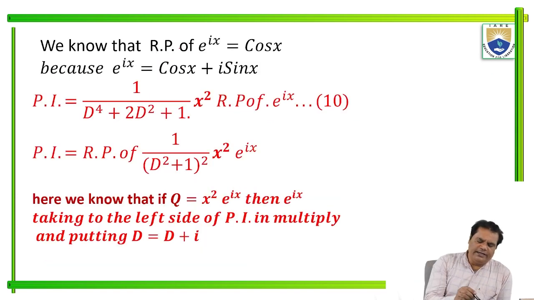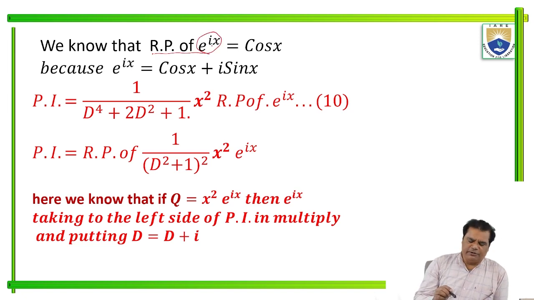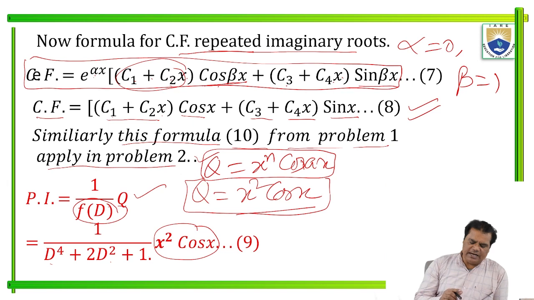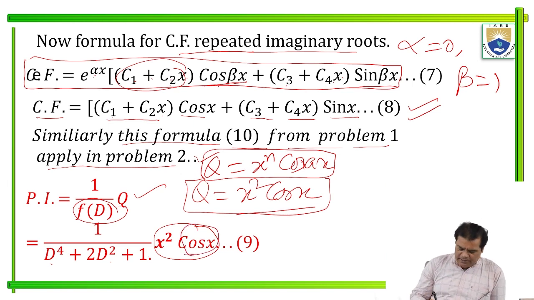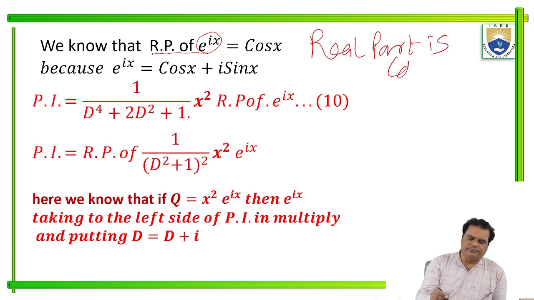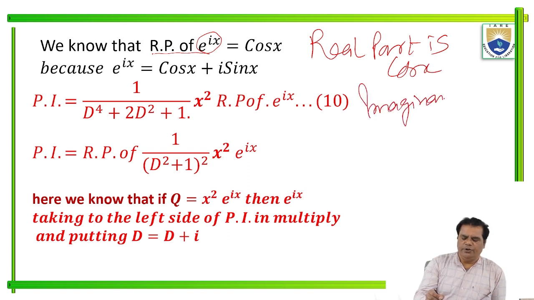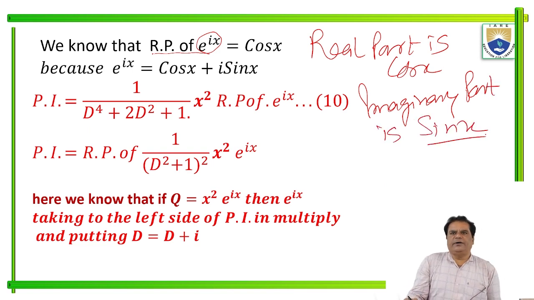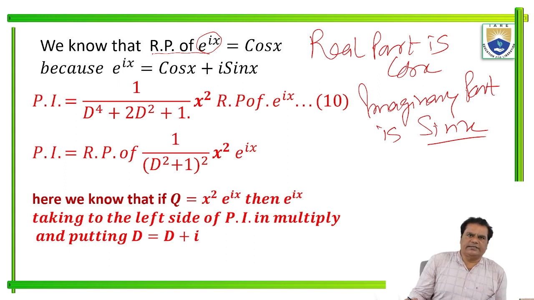So now we know that the real part of e to the power ix, in our question, is given as cos x. Cos x is the real part, and the imaginary part is sin x. The real part is cos x.